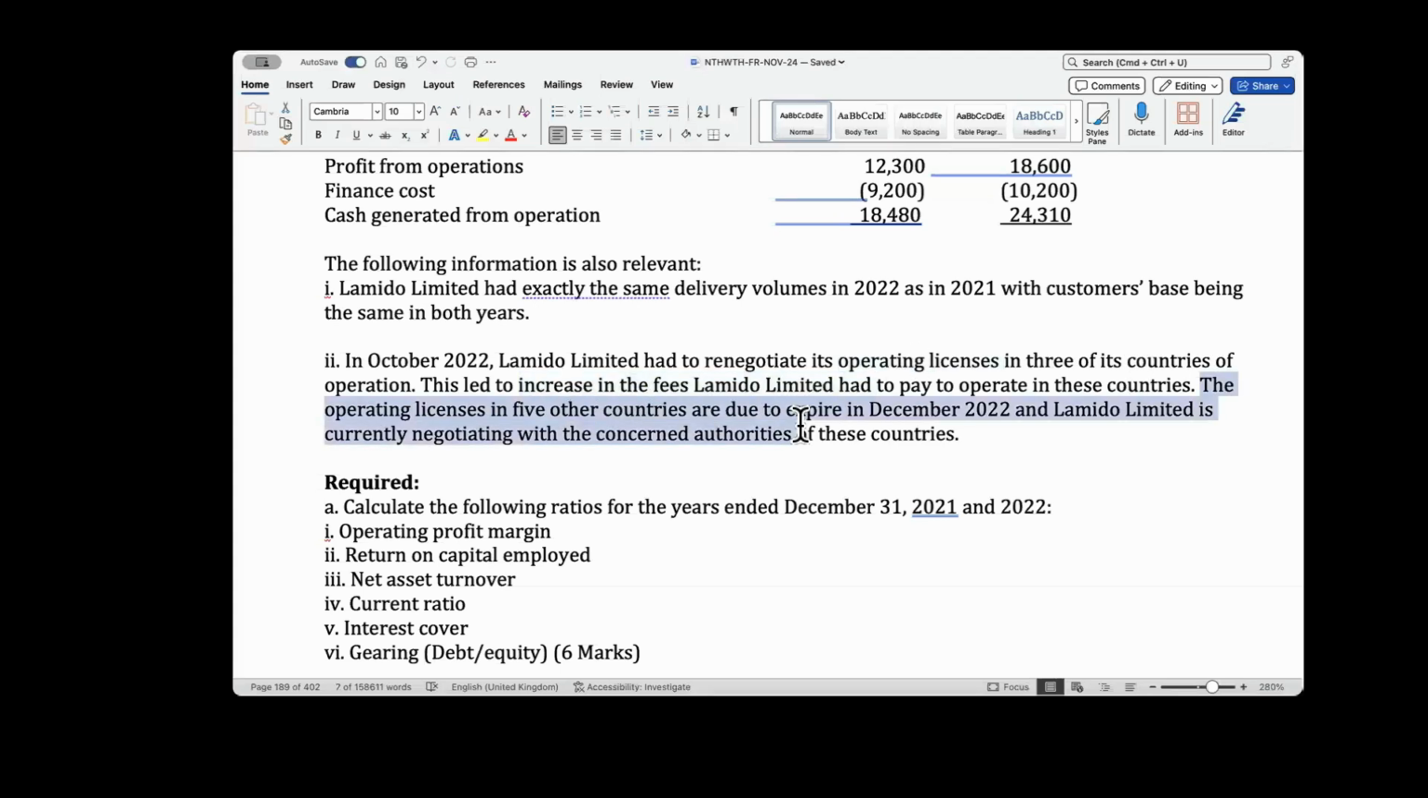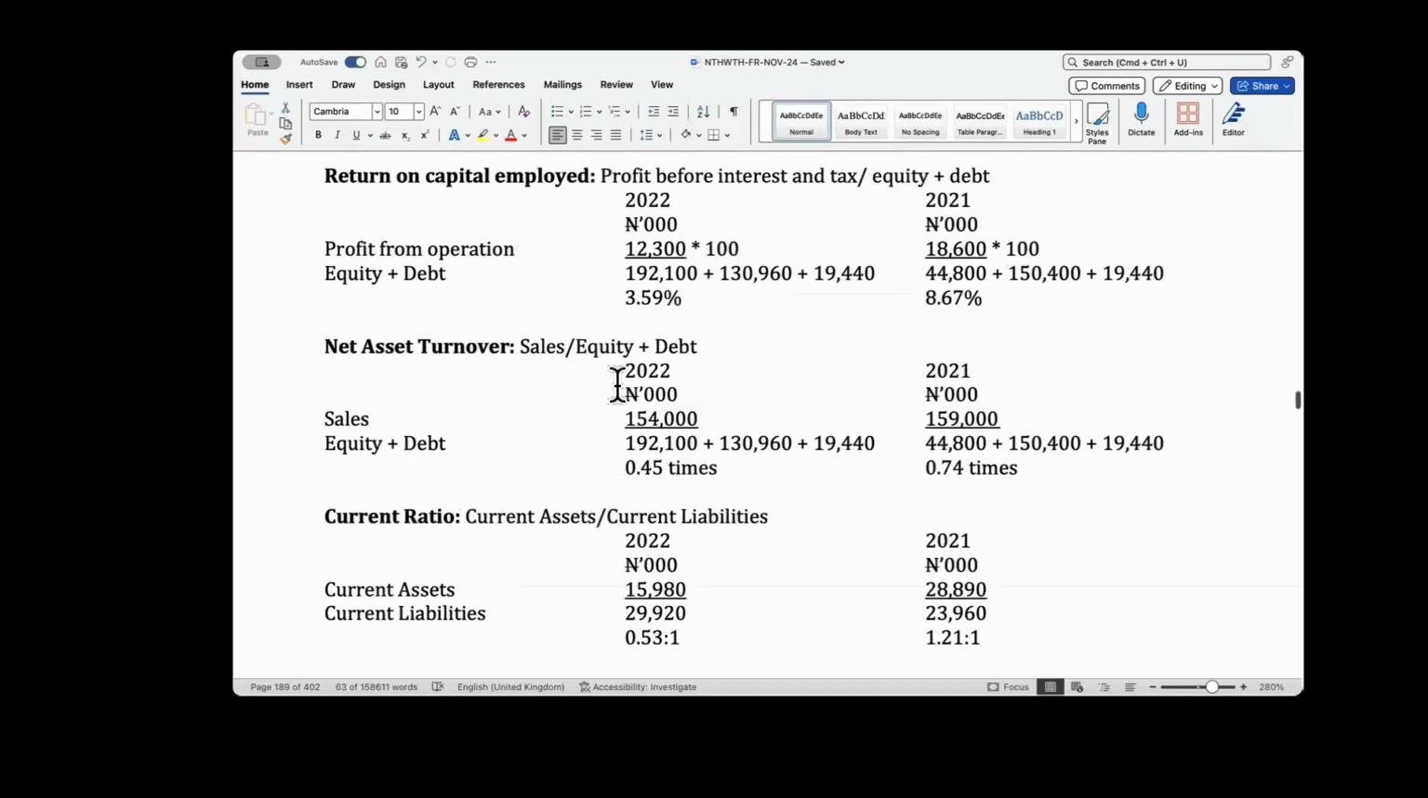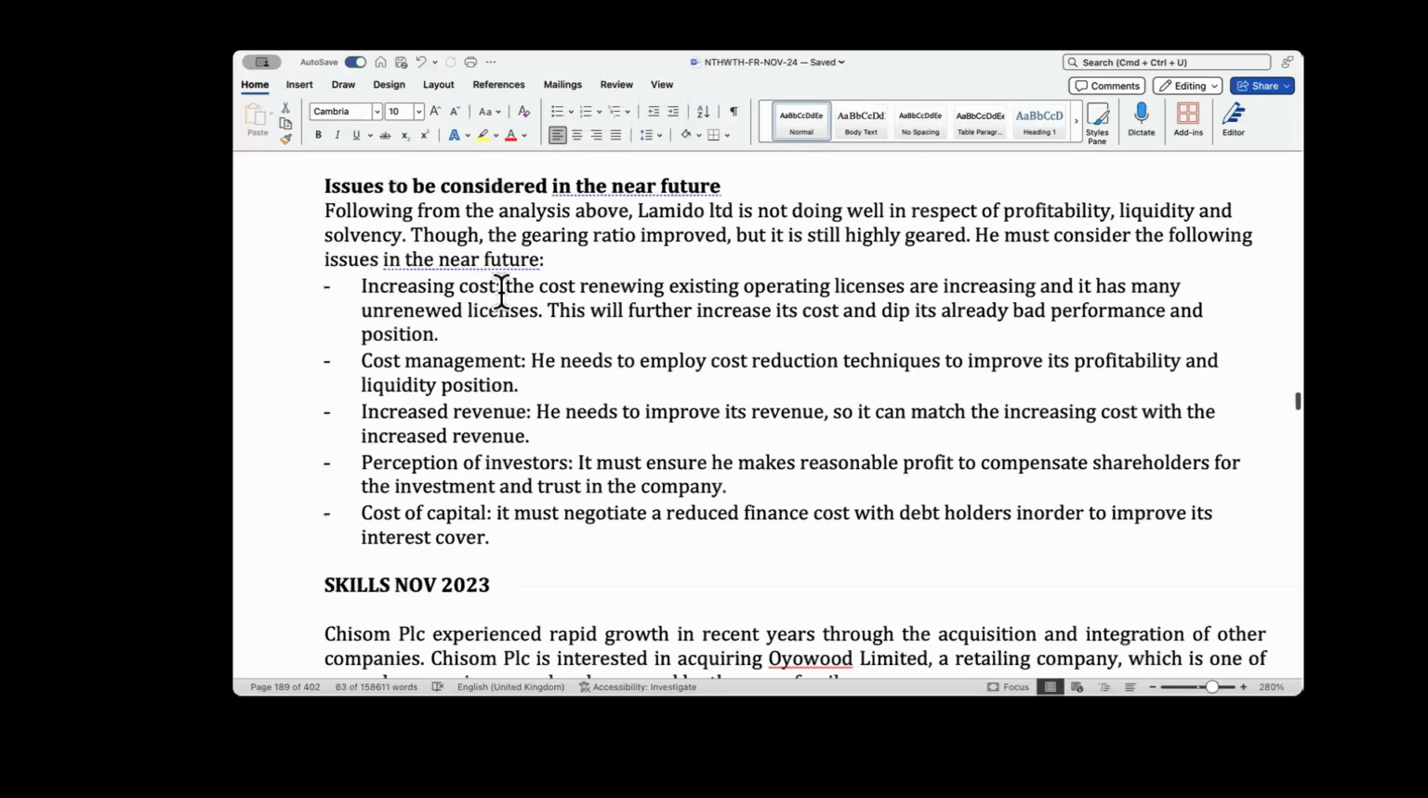And the operating license in 5 other countries are also due. So, I mean, there's a lot of cost for him to incur. From this point, I was able to then, which is where I came from, saying that okay, there is increasing cost. That the cost of renewing existing operating licenses are increasing, and it has many unrenewed licenses. I said this will further increase its costs and deepen its already bad performance and position.